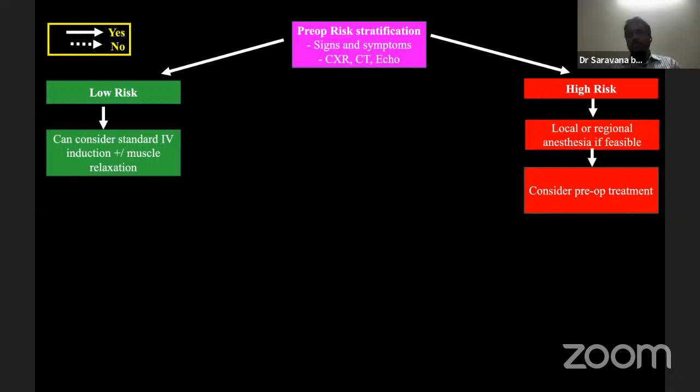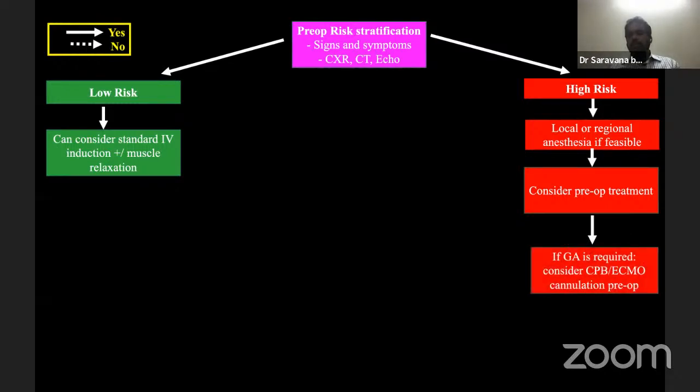As already told, if you subject the patient to medical therapy or radiotherapy, or give some steroids and reduce the size of the tumor so that the compressive effects are released, you can take the patient for a standard GA. So if GA is required, we cannot do it under local or regional, and it cannot be considered for pre-op treatment, you can subject the patient to a GA.